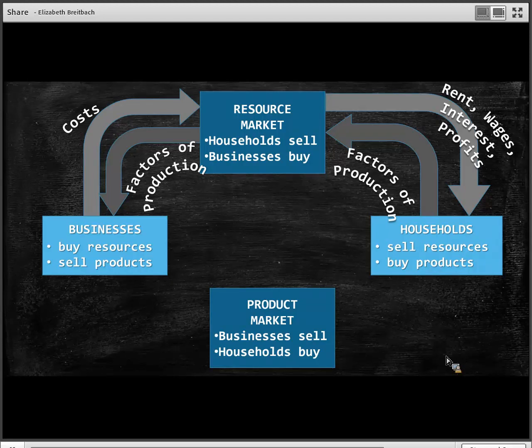All right, so why do we work? Why do we earn wages? Why do we rent out land, earn rent and interest, and why do we have profits?